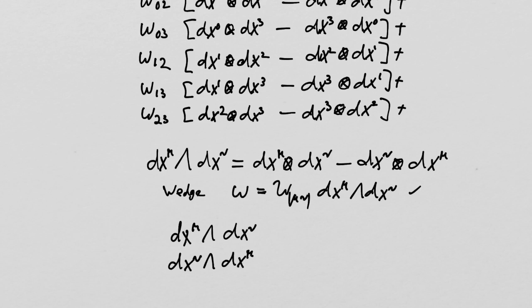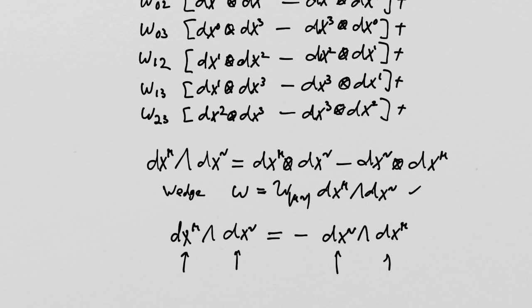So we're led to the principle that dx mu wedge dx nu is minus dx nu wedge dx mu. It's equal to the opposite of the swap, right? It's antisymmetric in the 2 terms. When you switch the 2 terms, you flip the sign. So with that in mind, we don't necessarily need to keep this tricky ordering.